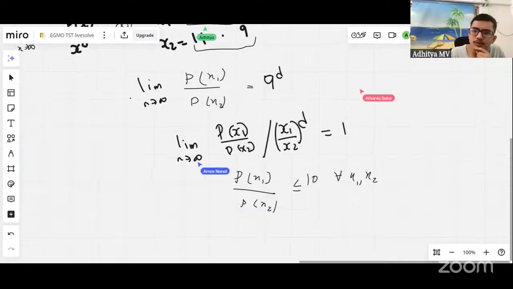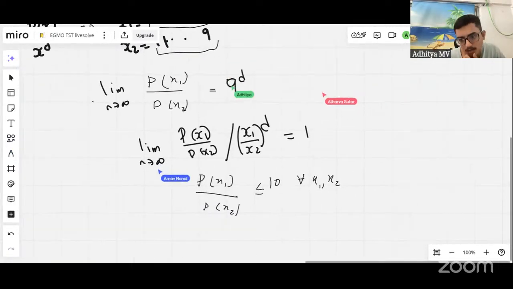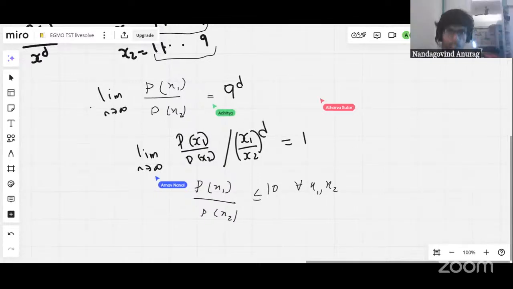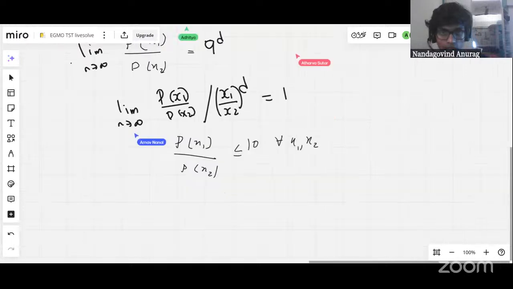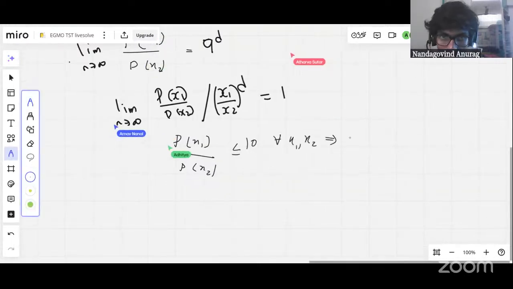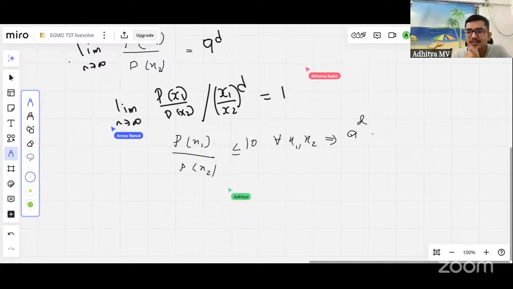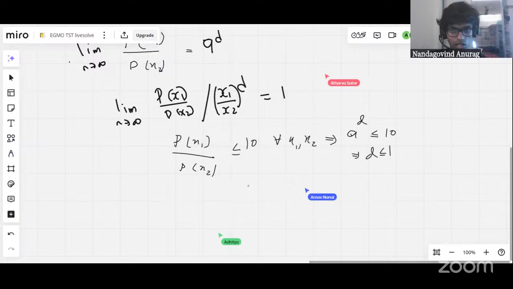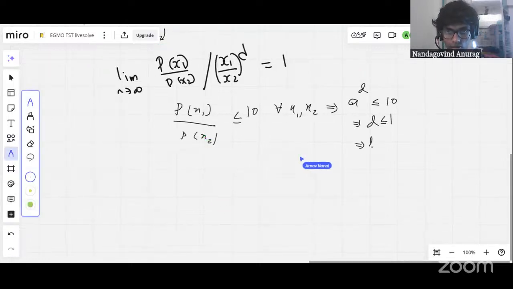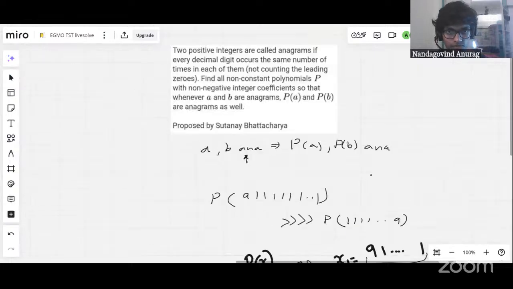Okay, so this proves that it's linear, because if d was at least 2, this implies 9 to the power d is at most 10, which implies d is less than or equal to 1. Obviously d cannot be 0 because we're told it's non-constant, which implies that d is equal to 1. So now we just have to check for numbers of the form ax plus b.